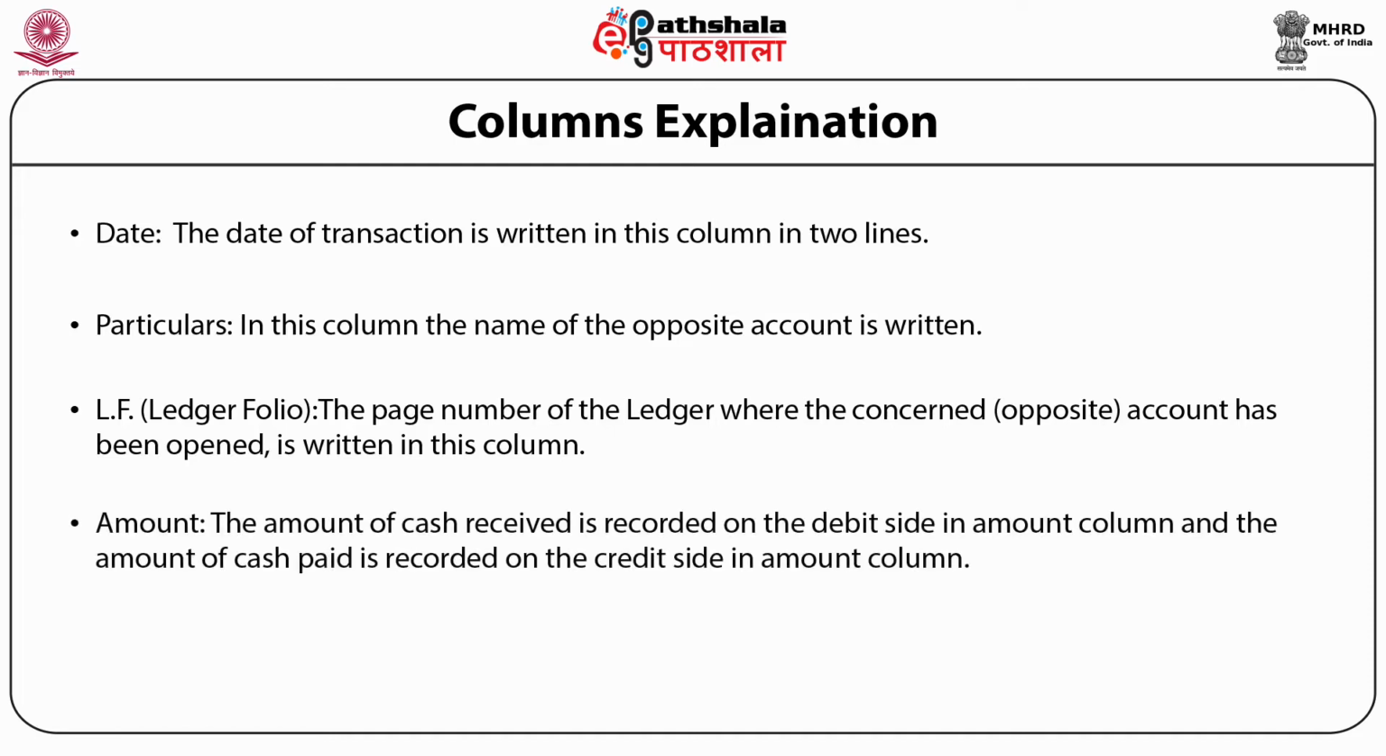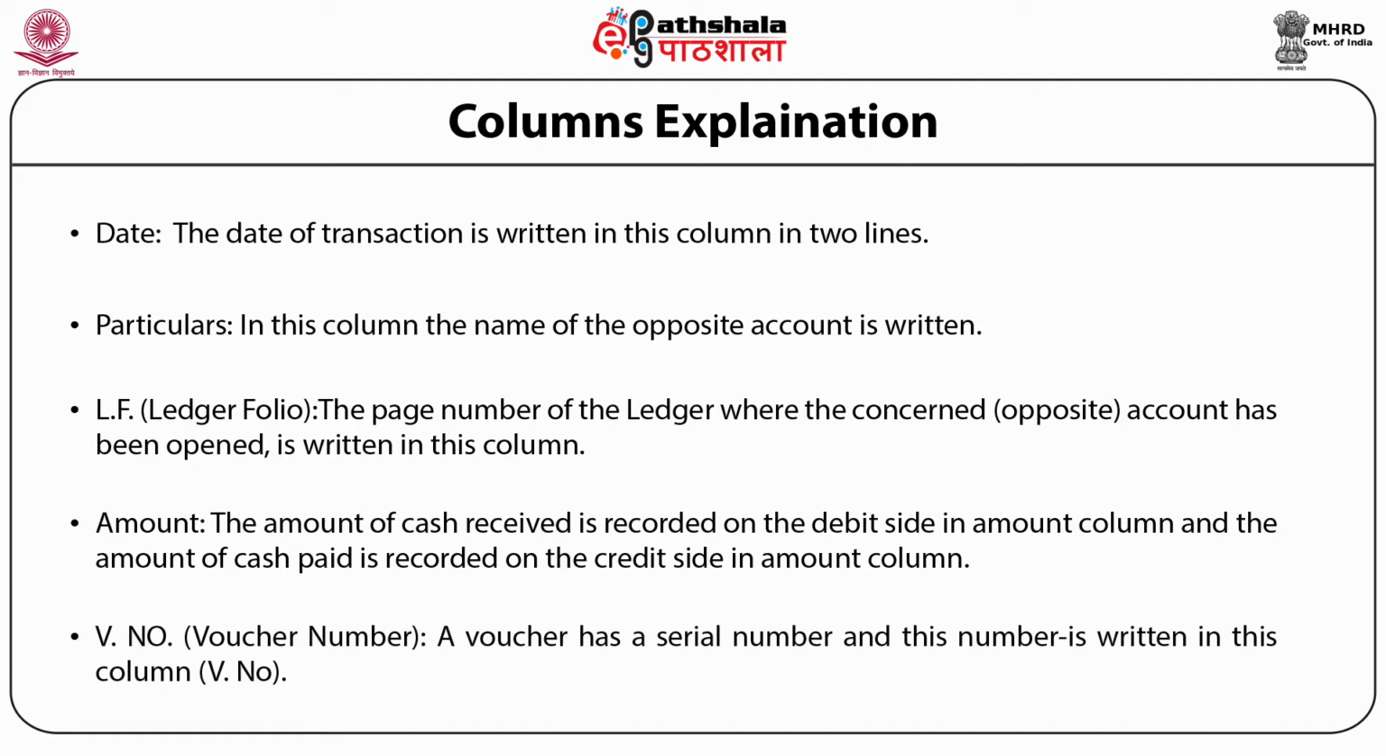Amount. The next column is of amount. The amount of the transaction is recorded in this column. The amount of cash received is recorded on the debit side in the amount column, and the amount of cash paid is recorded on the credit side in the amount column. Next, voucher number or VNO. The voucher number of each item of receipt and payment is also to be written, as a voucher number is necessary for each item of receipt and payment. Generally, a voucher has a serial number and this number is written in this column.